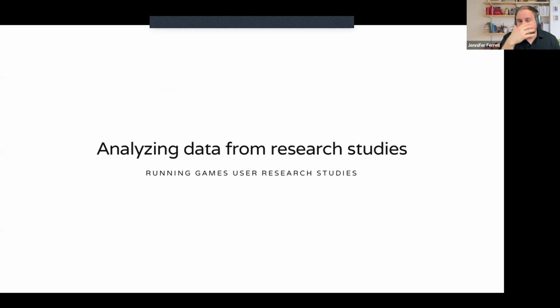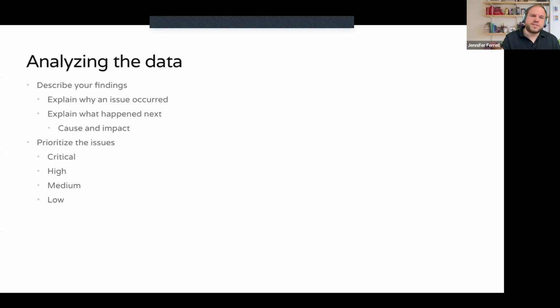Again, key parts of running a study, then analyzing the data. Of course, the key thing you want to do here is describe your findings. And when you're describing your findings, you always have to explain why an issue occurred. So you're not just listing the issues, you have to say why they occurred. Then you have to explain what happened next. So always cause and impact. So this is what I did. This is the impact that it has caused. Is it a showstopper for the game? Can it be addressed? Thinking about these cause and impact chains in games is really important, because in games, it's all about the actions that people are doing within the game level. It's not necessarily the buttons that they're clicking on the user interface, but it's the actions that they're taking in the level. So thinking about that is really important.